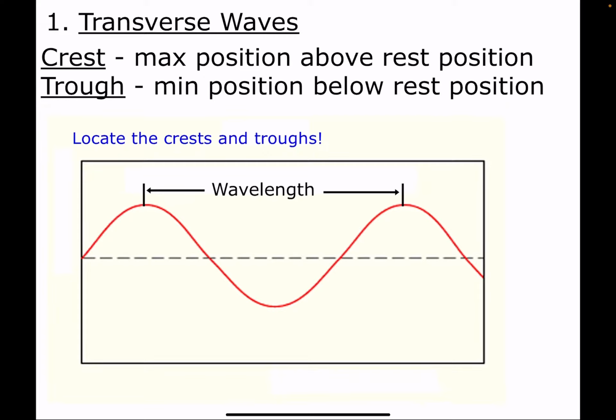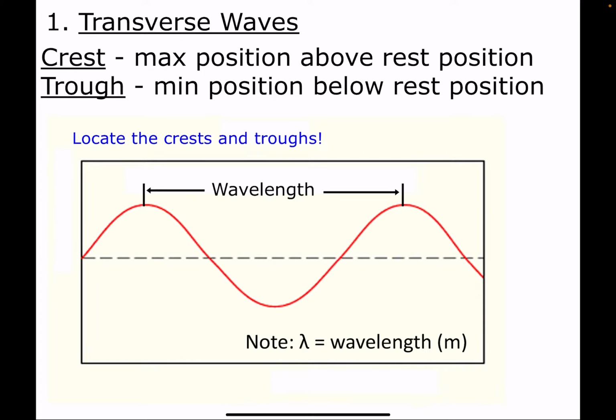The crest is the maximum position above rest position. So right there is a crest, and right here is a crest. The trough, this word is trough, like a feeding trough an animal might eat out of, is below the rest position. So right here is the trough. We can only see one here, but you can imagine a nice sine wave. There's probably another one over here, maybe another one off to the left somewhere.